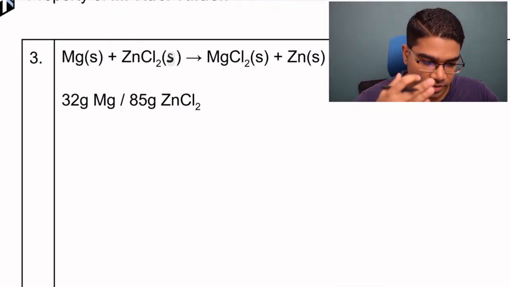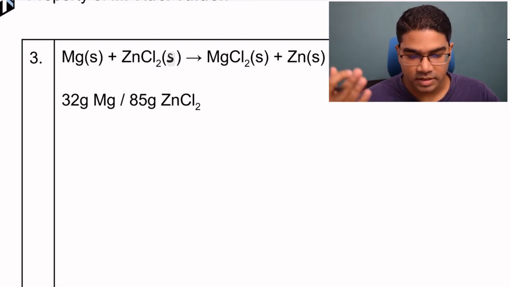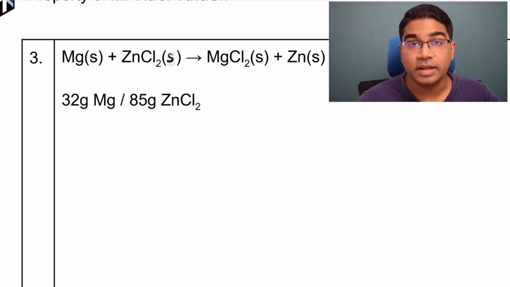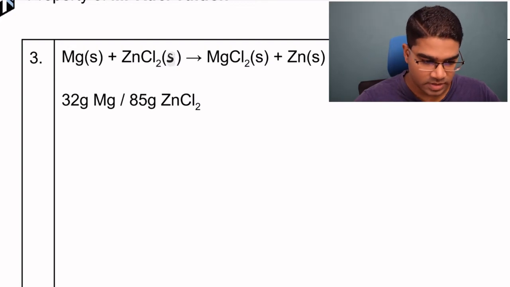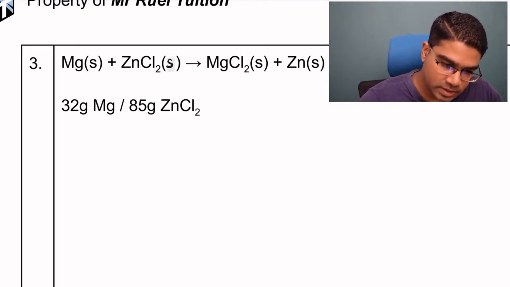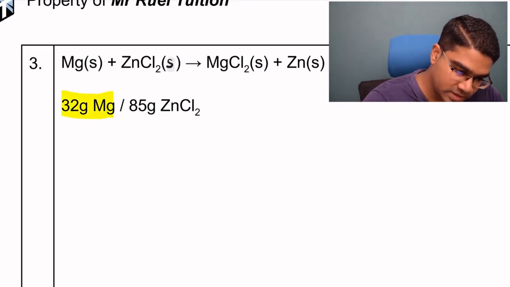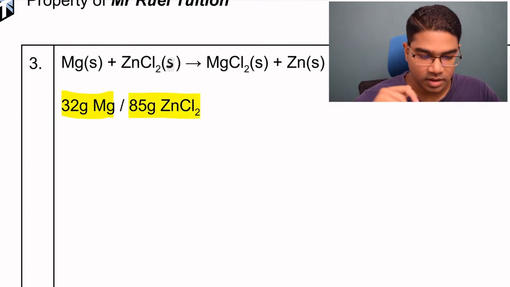Look at the number of atoms on the left and the right. If they are the same, then it is balanced. In this case, it is balanced. So this is done. Now we can look at the quantities given to us. There's 32 grams of magnesium and 85 grams of zinc chloride.